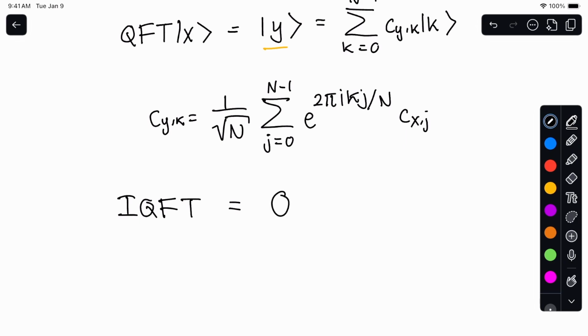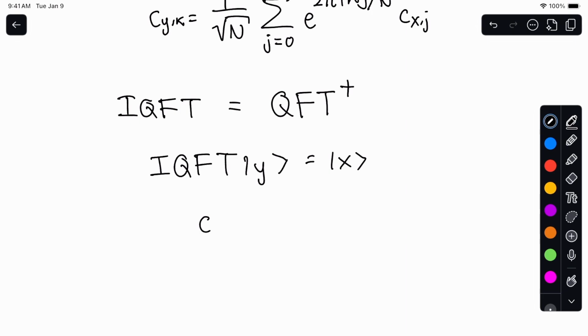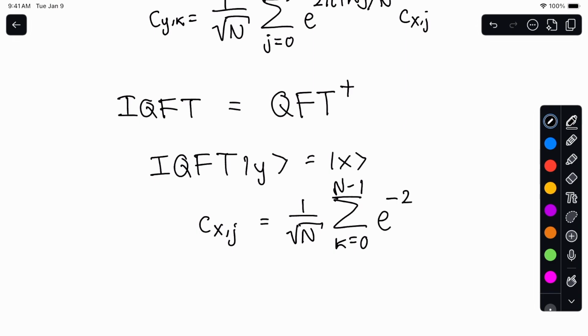The inverse of a unitary operation is its Hermitian conjugate. So the IQFT is just QFT dagger. And if we were to write it out in this way, then we would find this instead. And again, the only difference here is this minus sign.